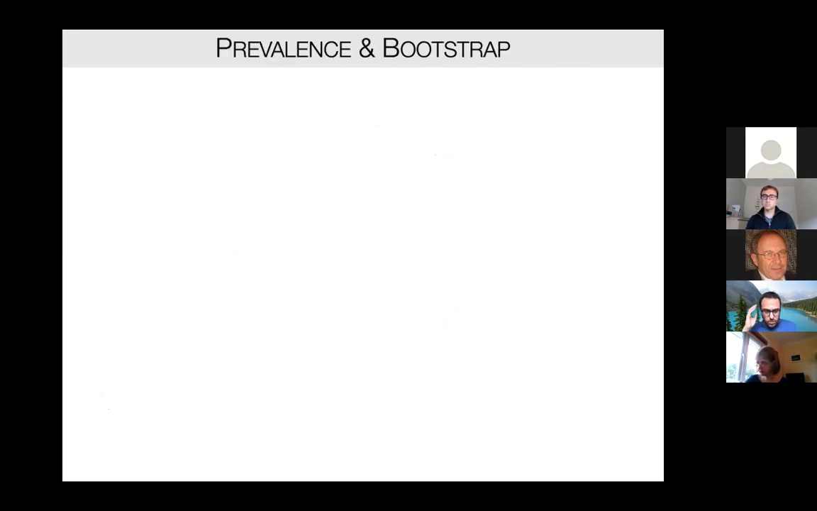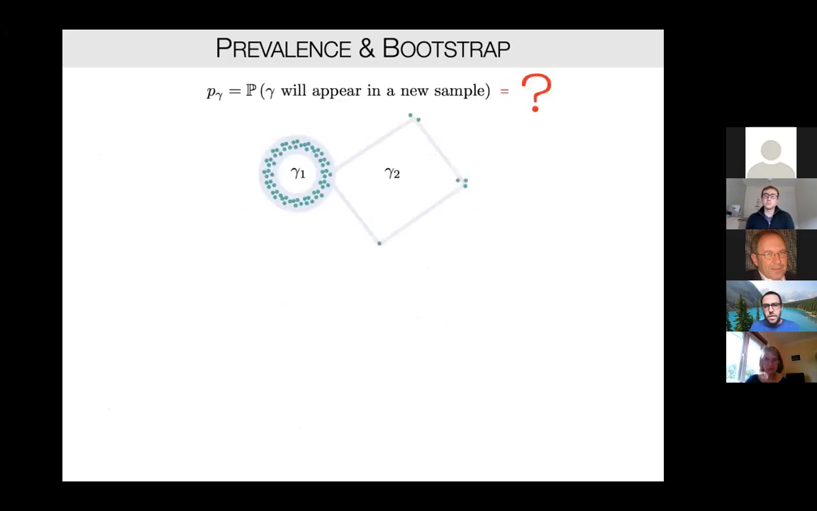What we want to do now is to connect these prevalence measures that I introduced to you before and show you how to, maybe we can do it with the bootstrap idea. So I remind you, we have a sample of points. Here we have 2 cycles. For each of them, we want to estimate or to get a hold on this value, how likely it is that we're going to see a similar cycle if we have a new sample from the same distribution.